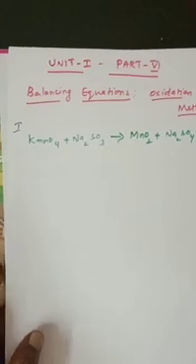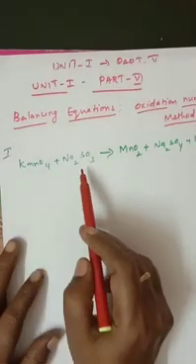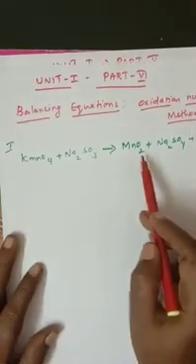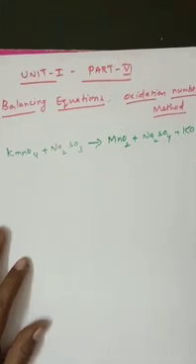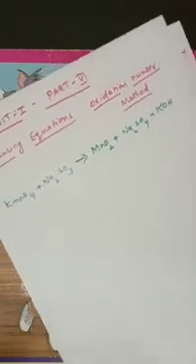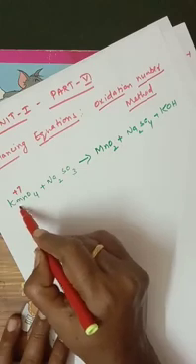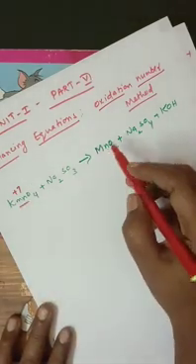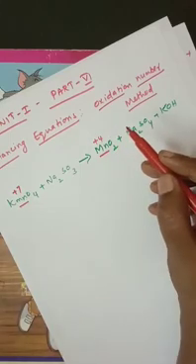One more example I am giving now. So KMnO4, I am writing first step is the skeletal equation. KMnO4 plus Na2SO3 gives MnO2 and Na2SO4 plus KOH. Now the second step, we are going to see the oxidation number first. So oxidation number, manganese how much? Plus 7. So it becomes now plus 4, MnO2 it becomes plus 4.